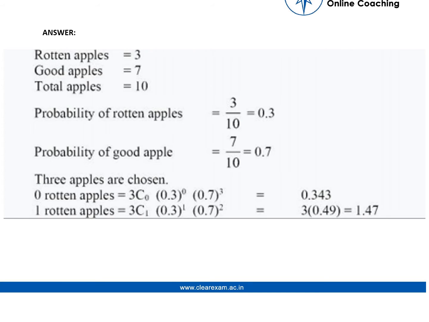So the number of rotten apples is 3. The number of fresh apples is 7. So the total number of apples becomes 3 plus 7, that is 10. Then the probability of rotten apples would be total number of rotten apples upon total number of apples, that is 3 by 10, that is 0.3. And the probability of fresh apples or good apples would be total number of good apples upon total number of all apples, that is 7 by 10, that is 0.7.